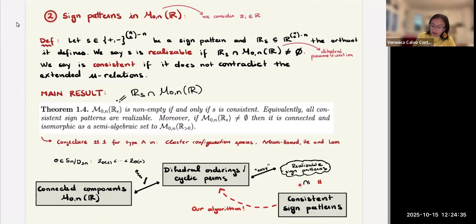And then, well, we have some clear containment between realizable sign patterns and consistent sign patterns, just because, of course, all the extended U relations make part of the ideal that comes out of M0,n. And what we did with Hannah was to show that these two are equal by building a dihedral ordering from the consistent sign patterns. So if you give me a consistent sign pattern, I will give you a dihedral ordering in which that sign pattern actually corresponds to the positive part.